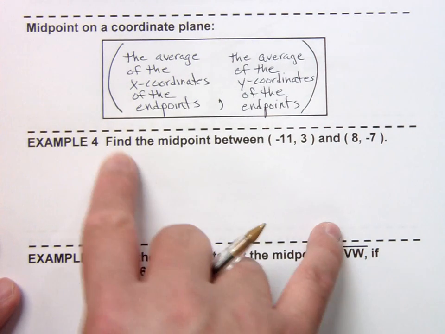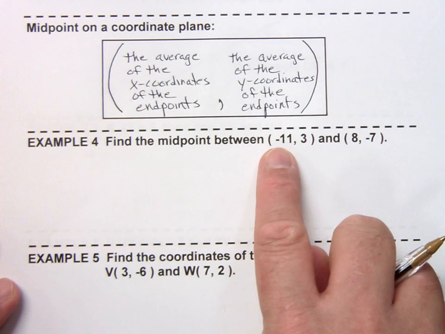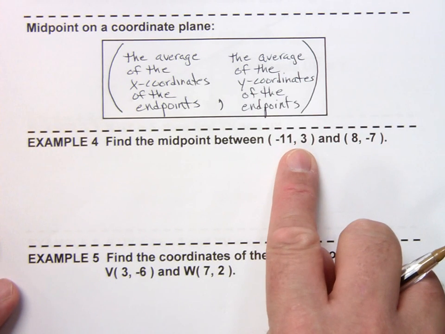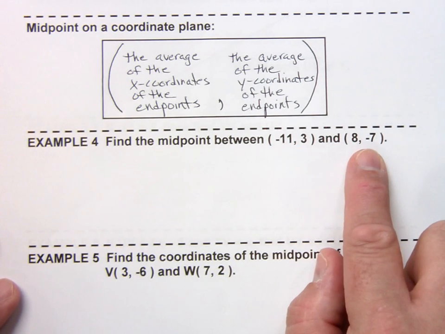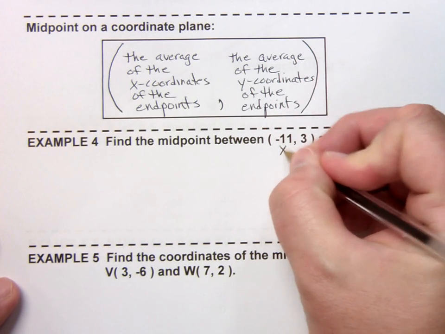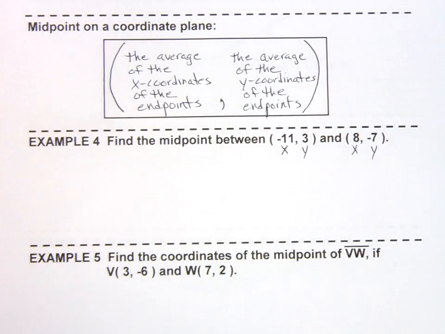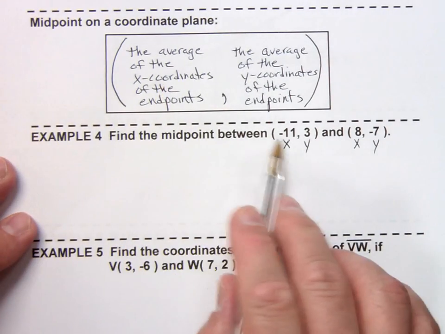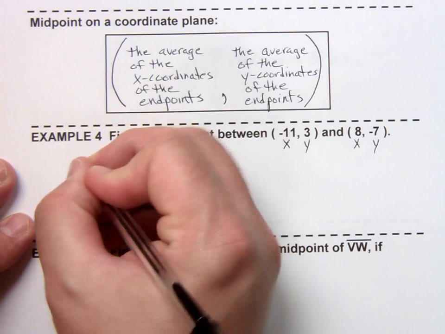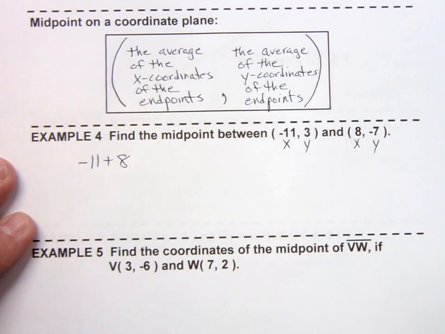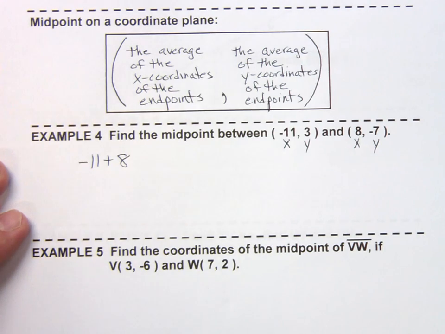So right down here says find the midpoint between the point negative 11, 3 and the point 8, negative 7. So remember that first number is the x, second number is the y. I'm just going to average the x coordinates right now. So I'm going to take negative 11 and 8. Now if I'm averaging them, remember I need to add them together. And since I'm adding two numbers together, I will divide by 2.